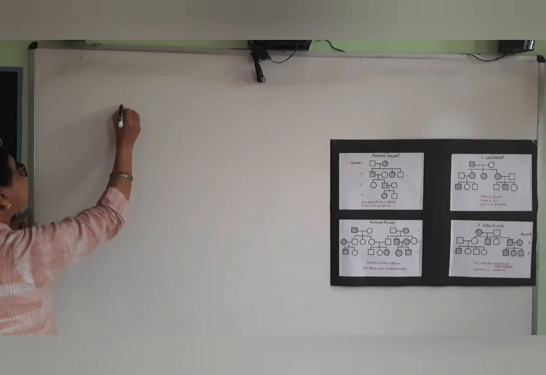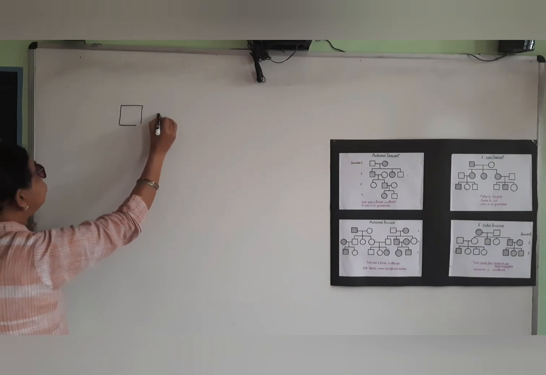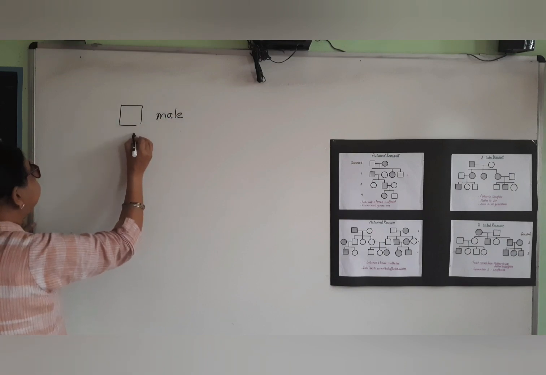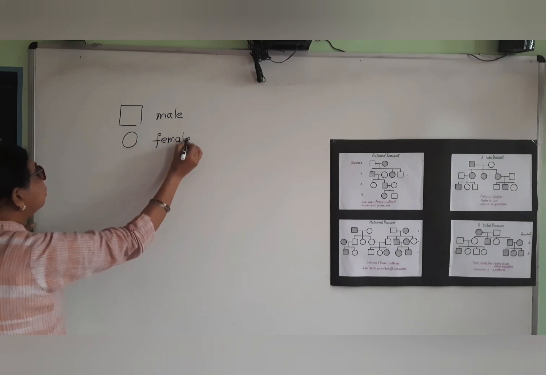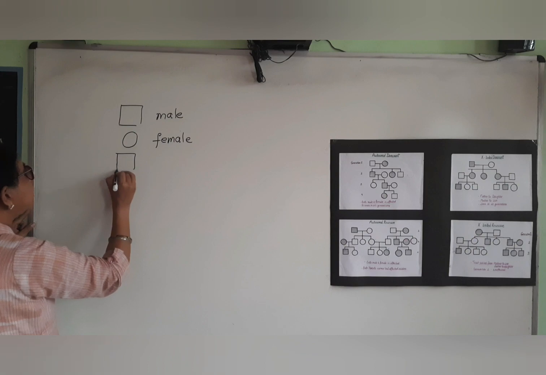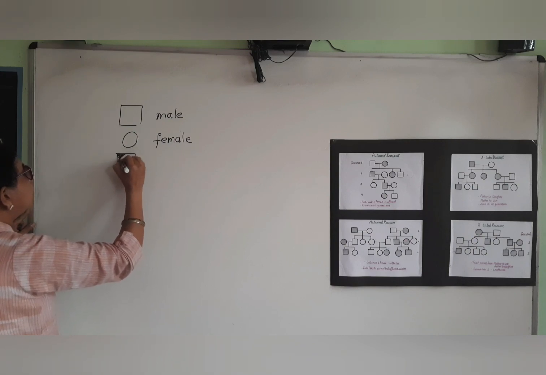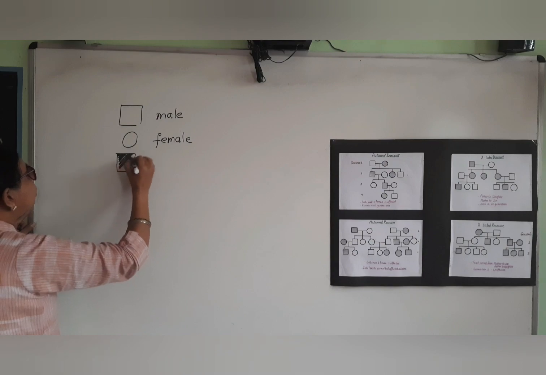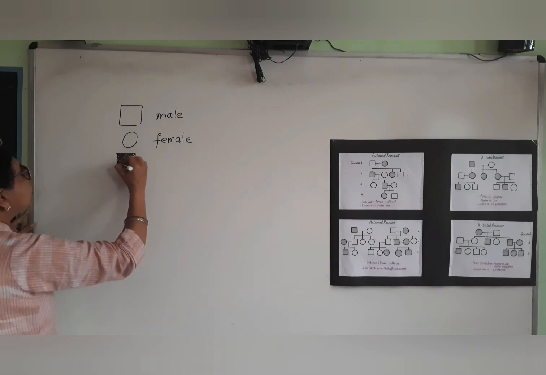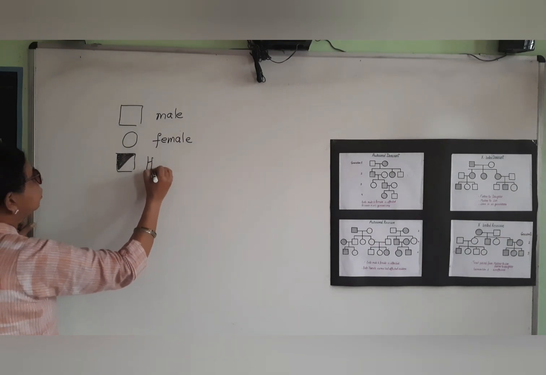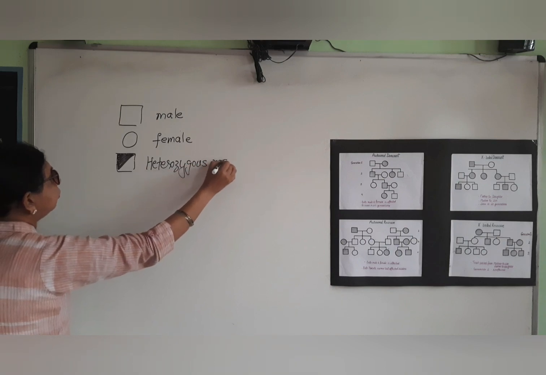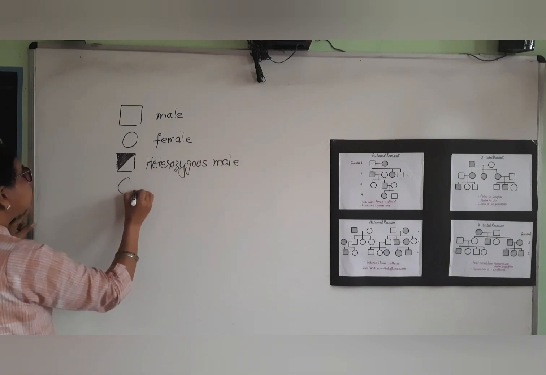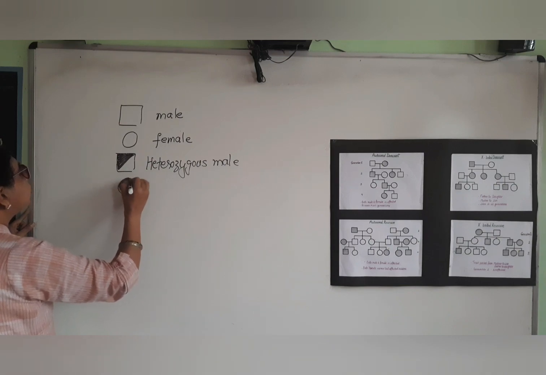In case of male, square symbol is used. In case of female, circle symbol is used. In case of heterozygous male, half square is shaded. In case of heterozygous female, half circle is shaded.